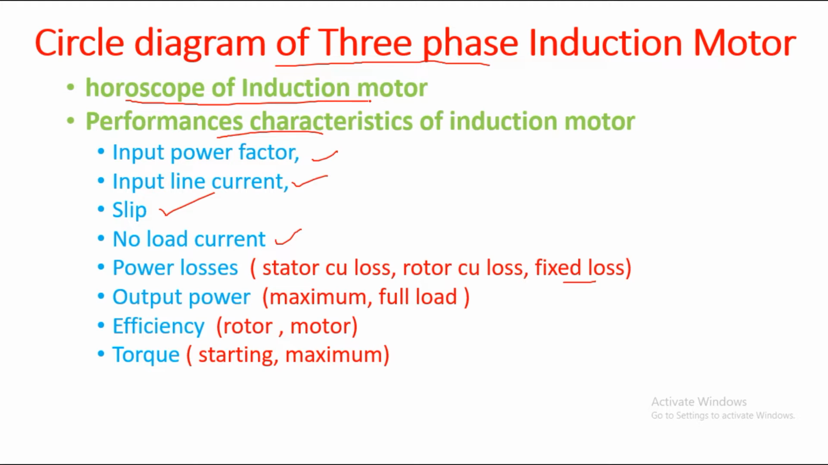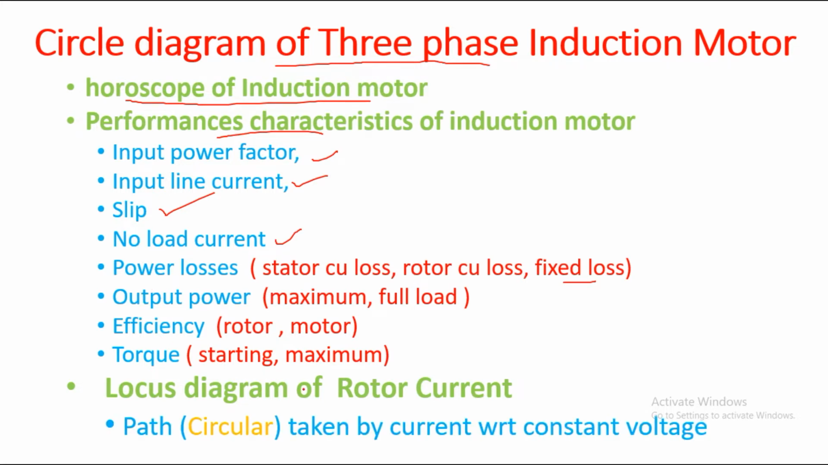So we can say the circle diagram is a graphical representation, and also it has a collection of phasor diagrams with only one common reference axis. In it, we are going to draw a locus diagram for the rotor current. We know the meaning of a locus diagram: it is the path taken by the current with respect to a constant voltage. That is the common definition of a locus diagram. So we can define the locus diagram for rotor current as the path taken by the rotor current while maintaining constant supply voltage.